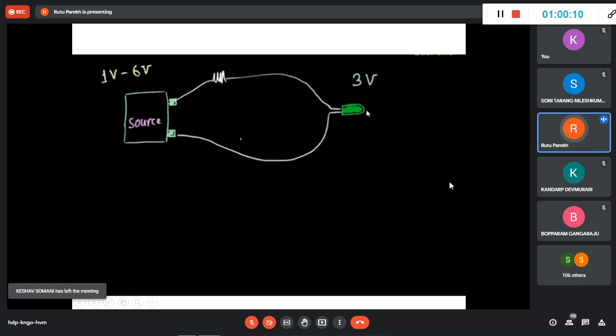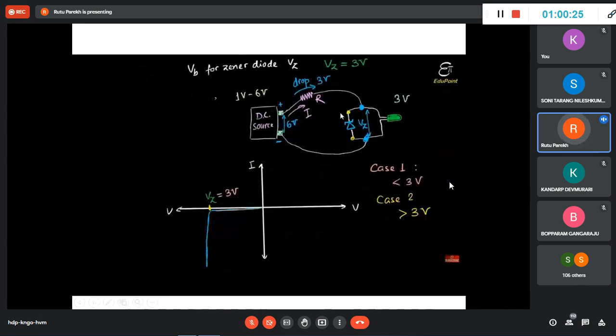Whatever voltage it needs, it should get. It needs 3 volt, it should get 3 volt. And even if the supply is fluctuating, it should still get 3 volt. So even if the battery is 5 volt or 4 volt, it should get 3 volt. To do that, we will connect in parallel across this LED, which is your load or your circuit, here an LED as a simple case, a Zener diode.